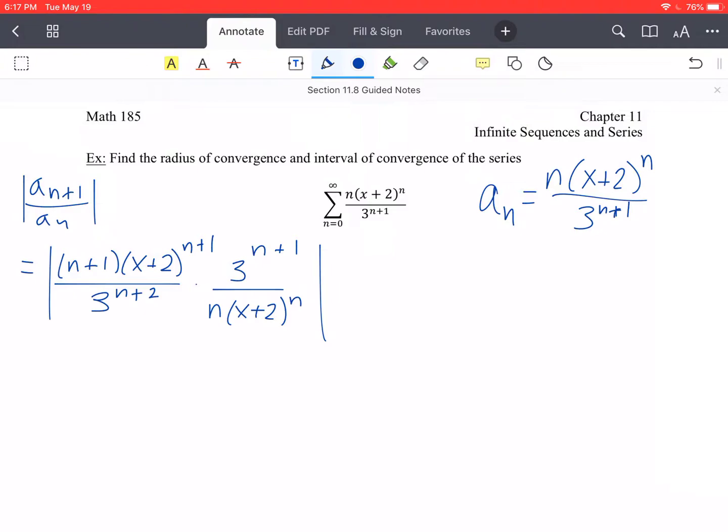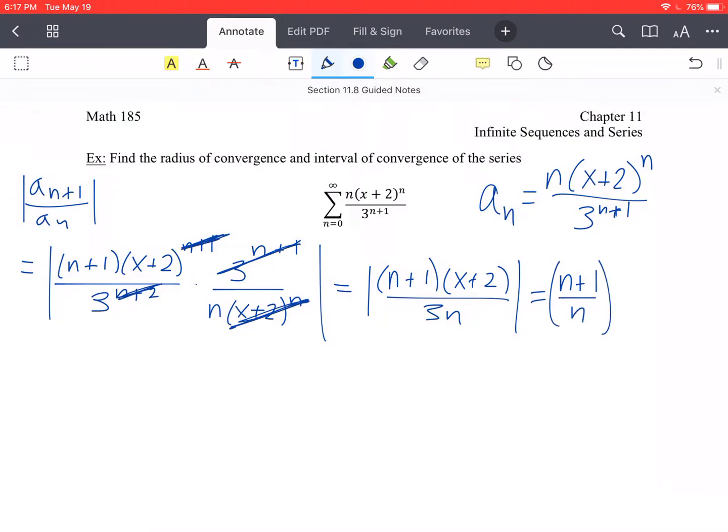Get some cancellation here, so all of those x plus 2's will cancel with all but one of those. All of those 3's will cancel with all but one of those. So we're left with the absolute value of (n plus 1) times (x plus 2) over 3n. So everything can come out of the absolute value except for the x plus 2. I'm going to group the n plus 1 over n right here, because the n's are all positive, times the absolute value of x plus 2 over 3.